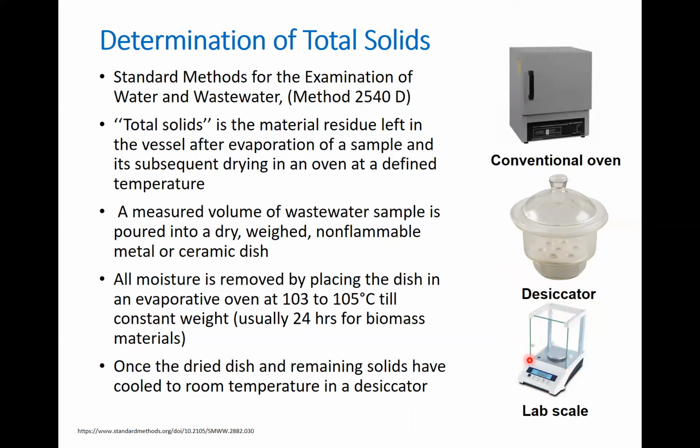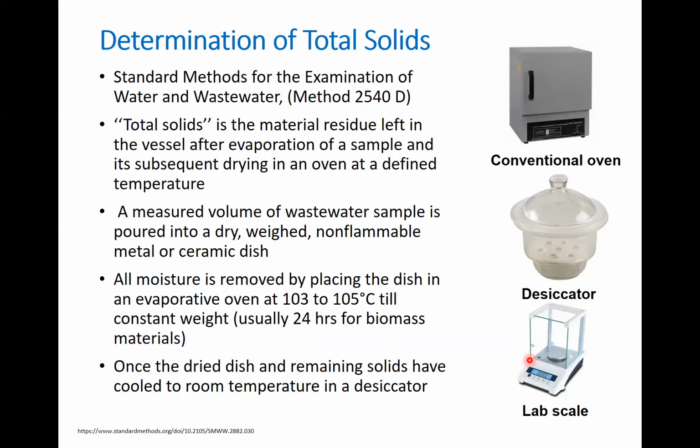So basically, weigh the empty dish, put the sample in, then put the dish or crucible with the sample in the oven for a certain time, and after cooling down, weigh again. Now we can get the difference in weight. The total weight of the sample and the dish minus the empty dish gives you the sample weight. And then after we dry it at 103 to 105 for 24 hours or for 1 hour, we get this difference.